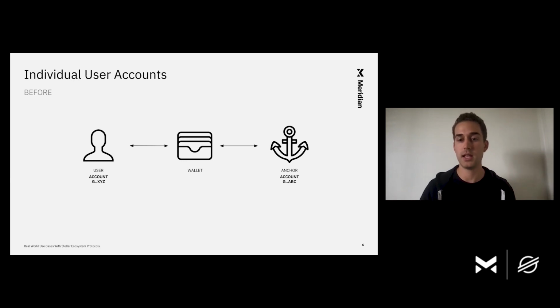And the wallet and anchor would be communicating using this standard set of APIs that SEP24 or SEP6 defines. These are both deposit and withdraw API specifications. And what we found is that the architecture is a little bit different than that.